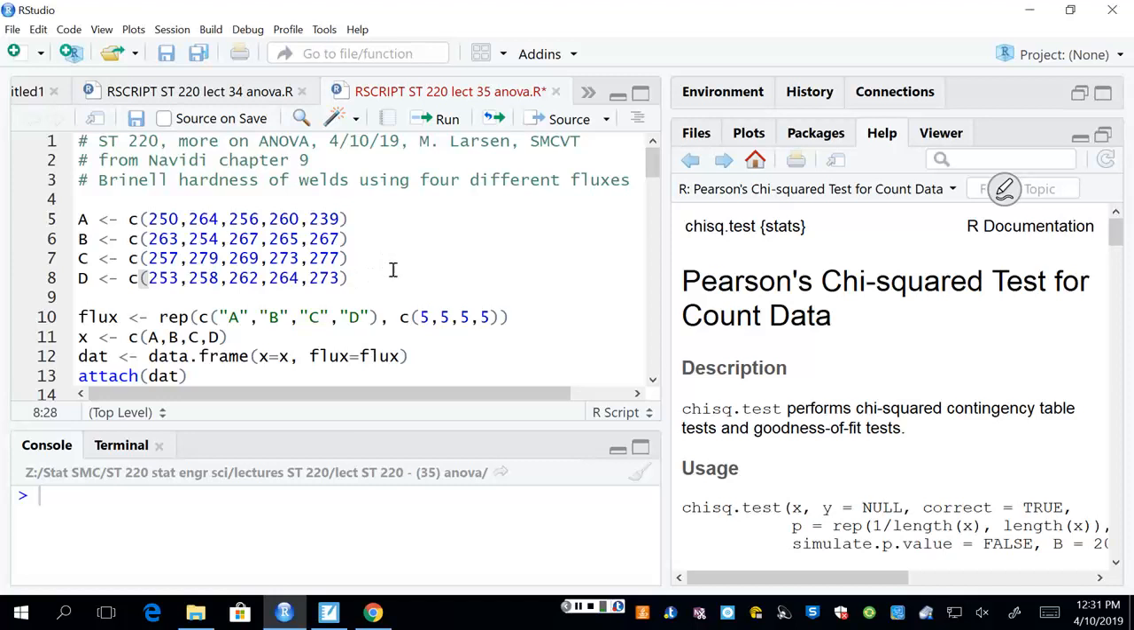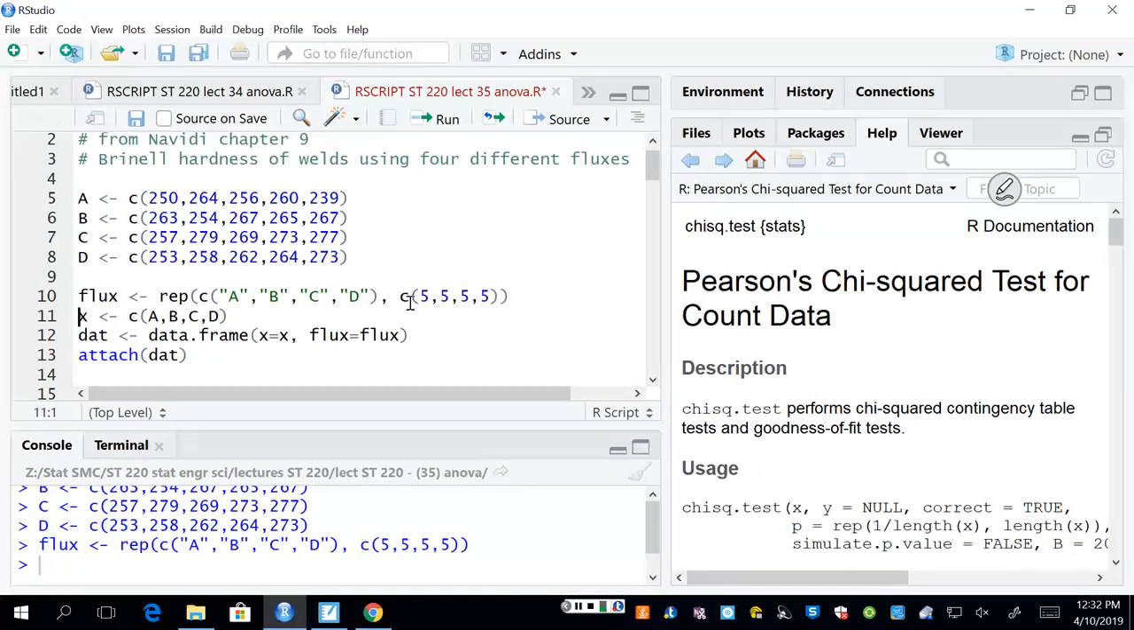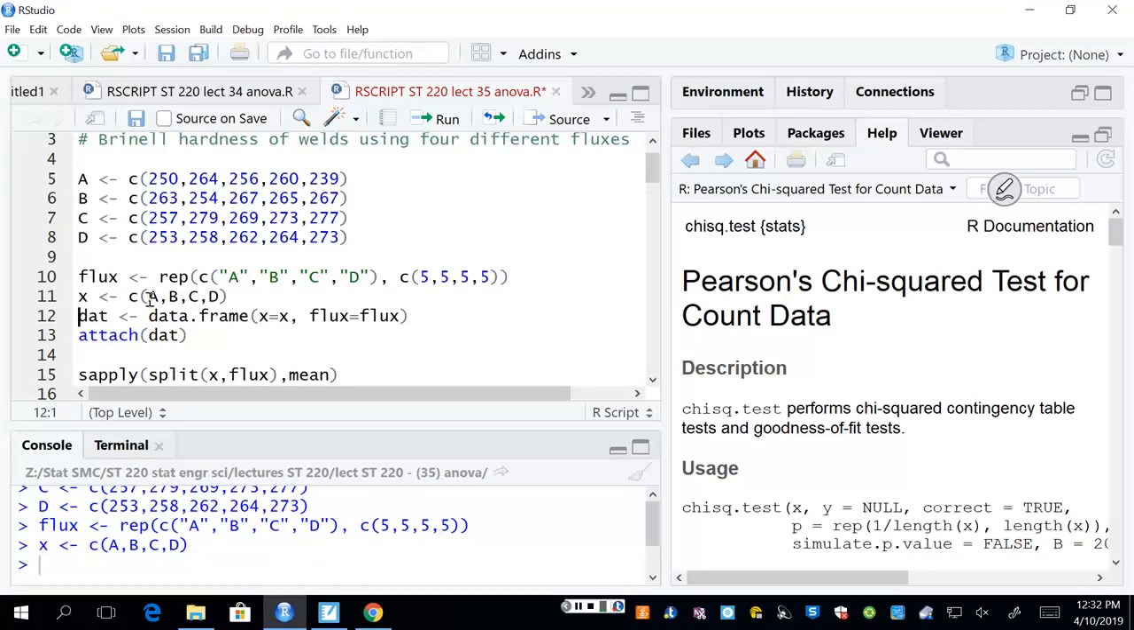So putting these things together, A, B, C, and D, I just entered the numbers. It'll be nice to have them all together. So this X is going to be the A values and the B values and C. And I'm going to have something that indicates which group it is in the next long list. This rep function, this repeating function, is a very flexible thing to set things up like that. So flux is going to be A 5 times, and then B 5 times, and C 5 times, and so on. And then I put it all together as a data frame.